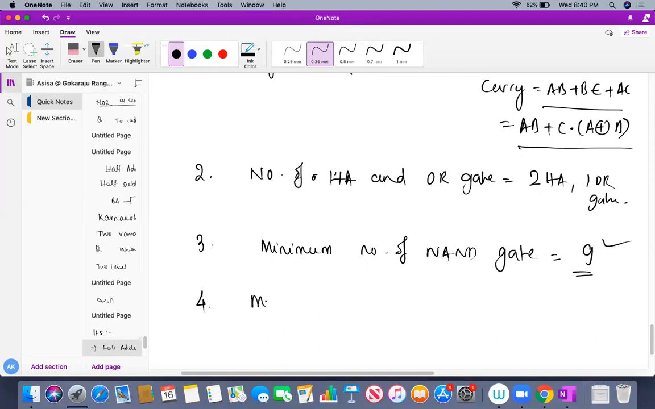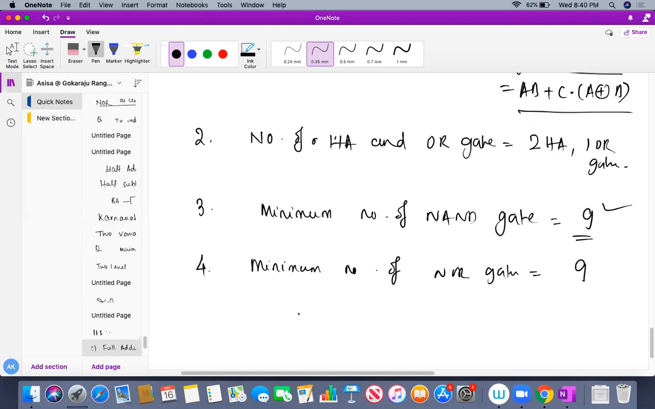Okay. Fourth one is the minimum number of NOR gates required to design it. Also 9. Okay. And the number of MUXes required.